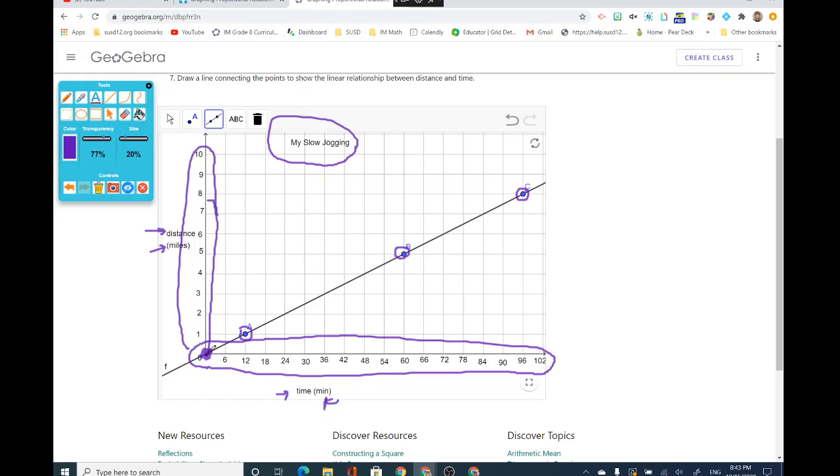The origin means point 0, 0. That's very important. If your straight line does not pass through the origin, you've made a mistake. How could it not pass through the origin? For example, if your line looks like this, that means at time equals 0, I've already jogged 2 miles? I wish. No, I'm very lazy. That's not possible. So make sure that your line passes through the origin. Okay. You can now get to it before you move on to the next question.